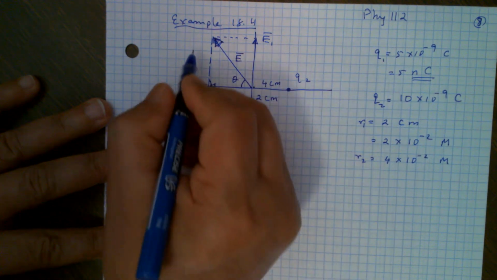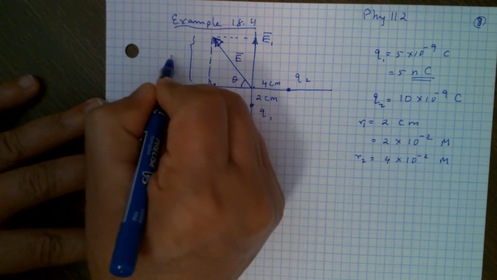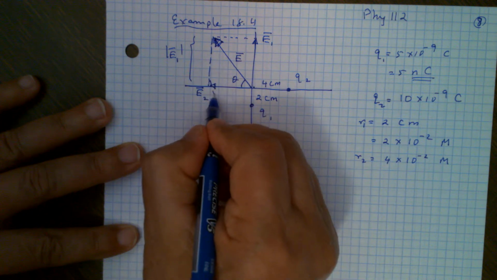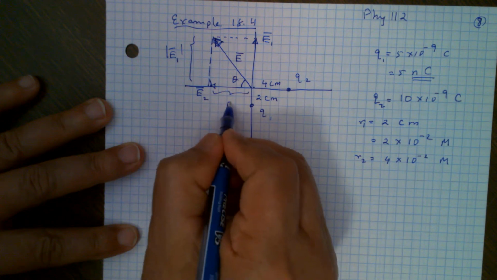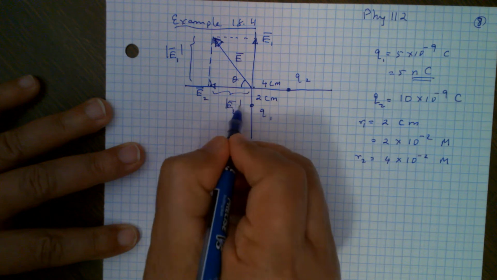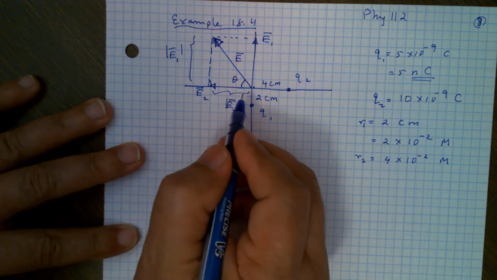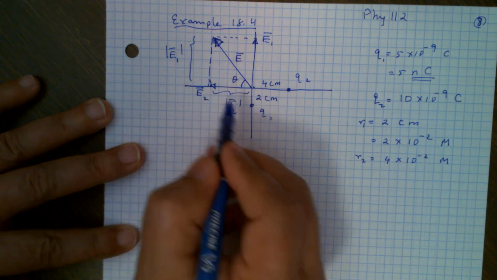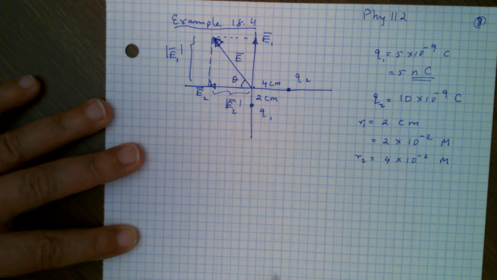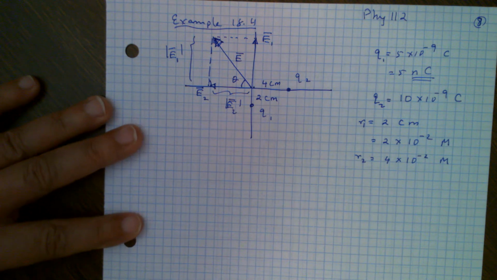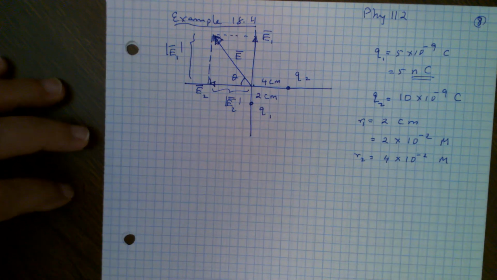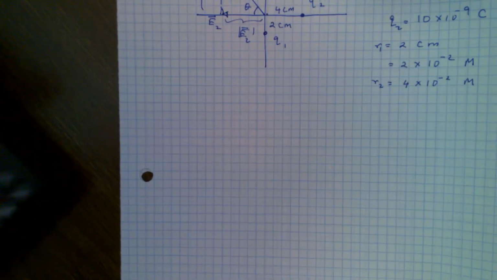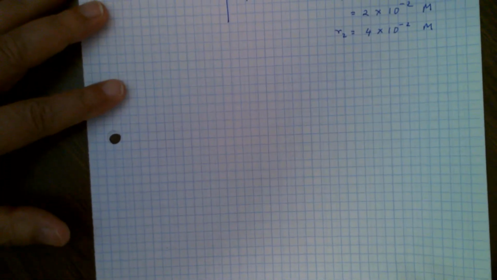So magnitude wise, this height will be magnitude of E1, and this little projection will be magnitude of E2. So the angle can be found by using E1 and E2, right? So E1 is the opposite, E2 is adjacent, right? So we are going to do that also. So first, let me use the formula for electric field, and then let's calculate how much it is. All right.